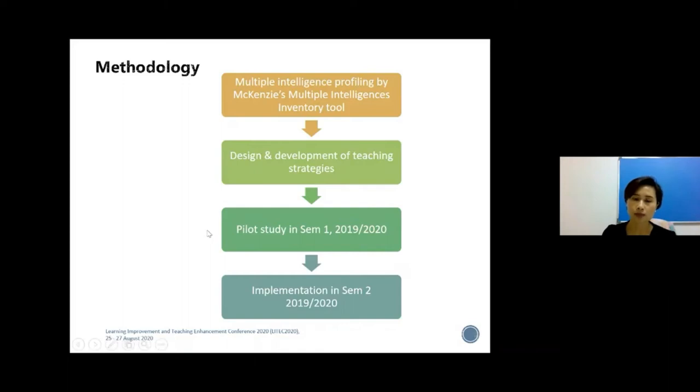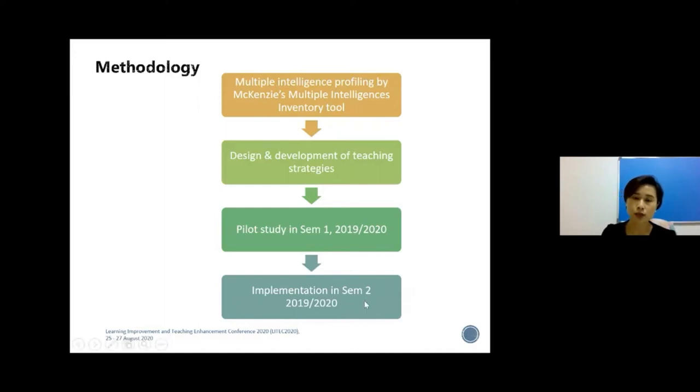Then we pick one subject from our semester one, and we only take one component of the assessment in which we use this teaching and also assessment strategies for different intelligence for this assignment and see how the students feel about the assignment and the overall experience.